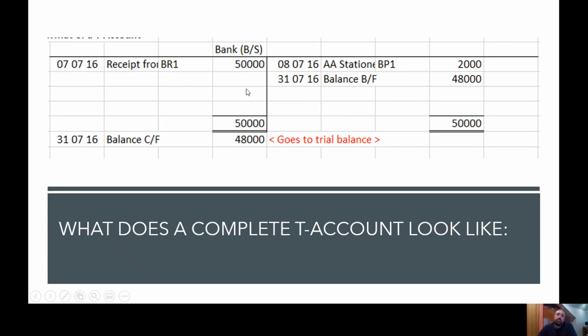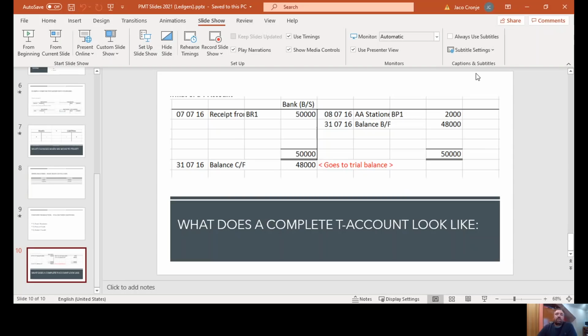Okay, but for purposes of your assignment, they're not asking you to close off the accounts. They're merely asking you to enter the transactions with a date, a contra account, and an amount. Okay, so now let's move into some examples. So what I'm going to do is I'm going to share an Excel file with you guys.